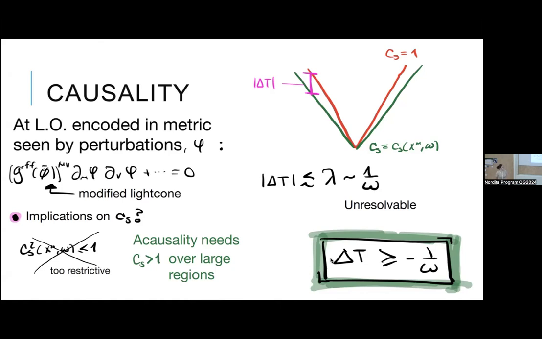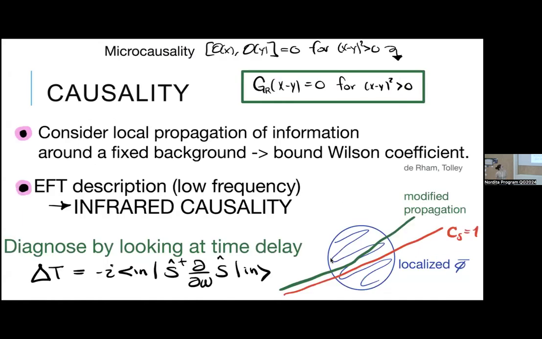In terms of microcausality, for the operators it's different because I will need to sandwich that inside a state. So I need to define the state that I'm working with and then actually compute the expectation value. So I can rephrase it in terms of the retarded Green's function, which will have support outside of the light cone by an amount that is resolvable.